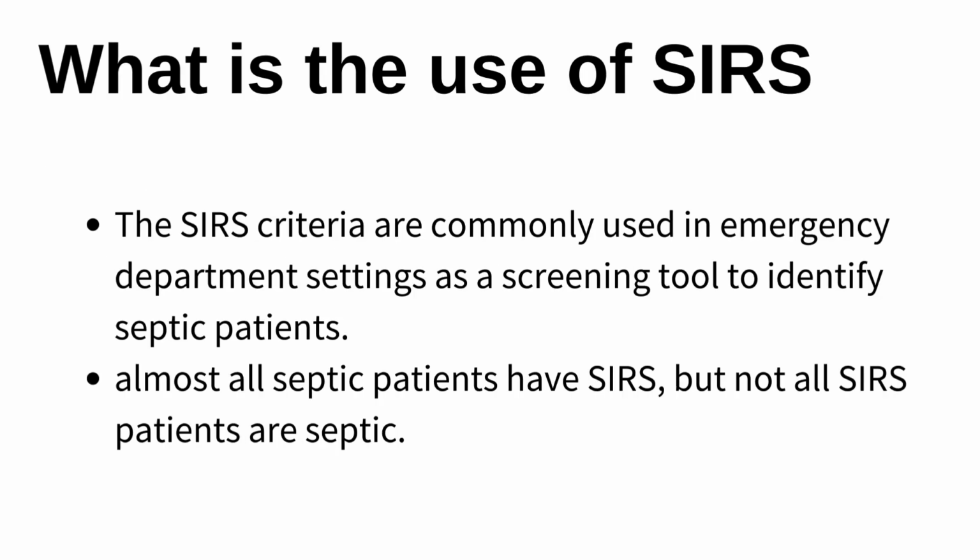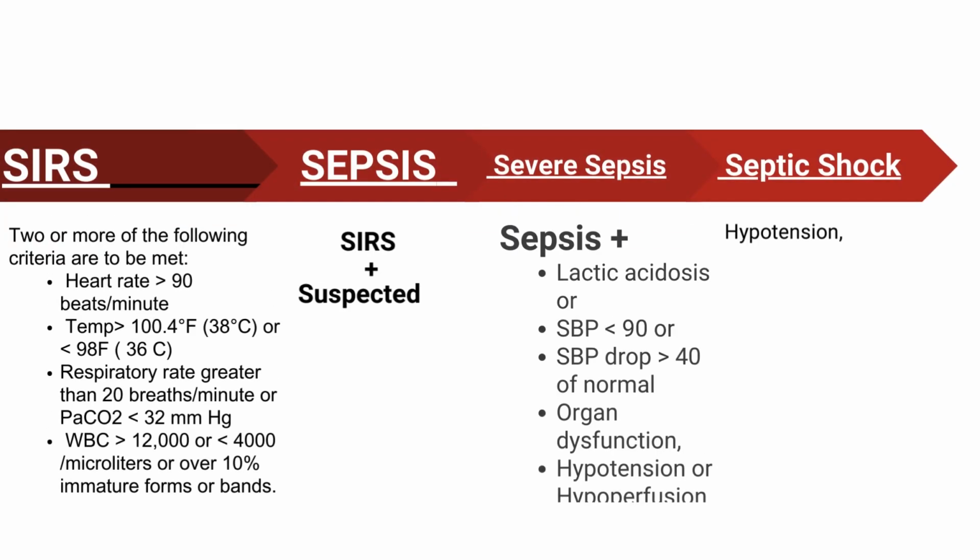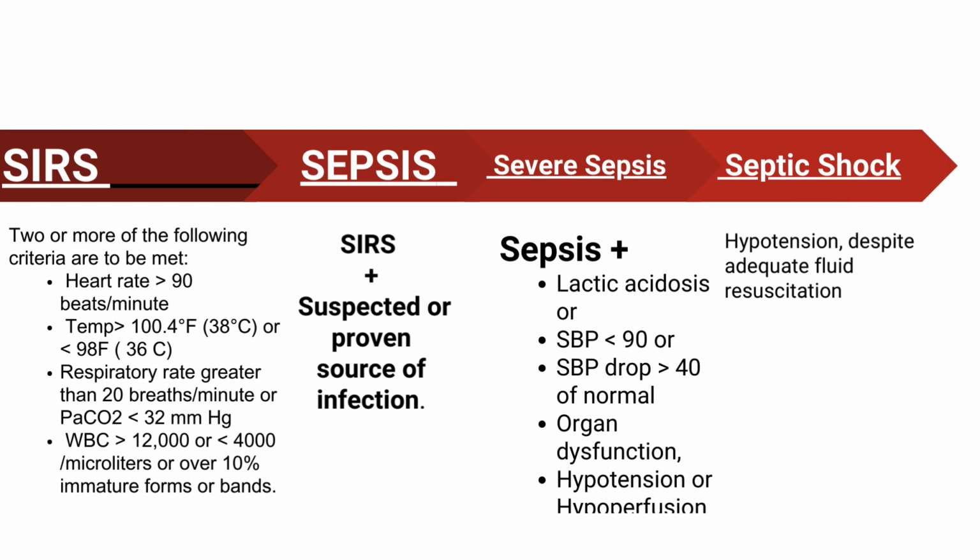What is the use of SIRS criteria? The SIRS criteria are commonly used in emergency department settings as a screening tool to identify septic patients. Almost all septic patients have SIRS, but not all SIRS patients are septic. Following is a flowchart showing the progression of sepsis leading to shock.